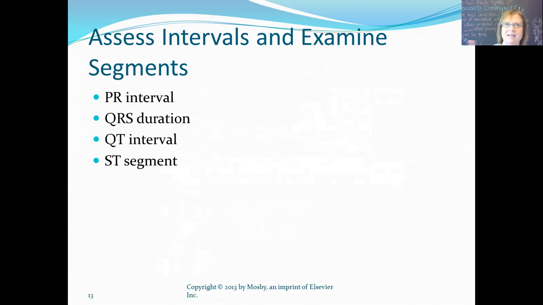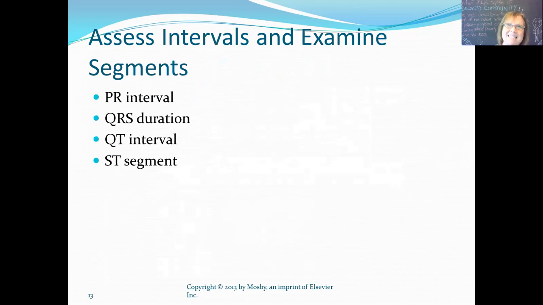We come back to the isoelectric line and the distance it goes to the beginning of the QRS complex, whether that comes down for a Q or goes straight up into the R. We look at the QRS, the beginning of the Q, whether or not there's a Q, that first deflection off the isoelectric line, and that whole complex, QRS, and when we come back down to that isoelectric line.